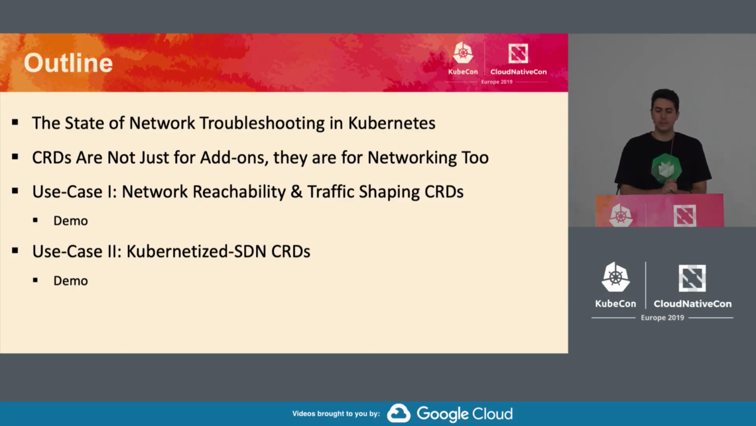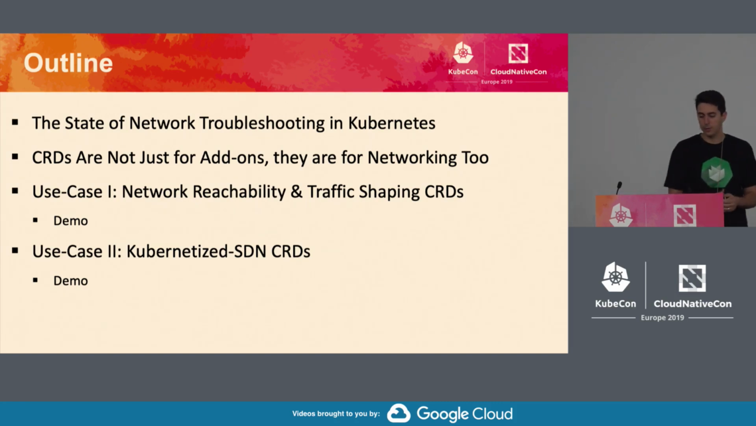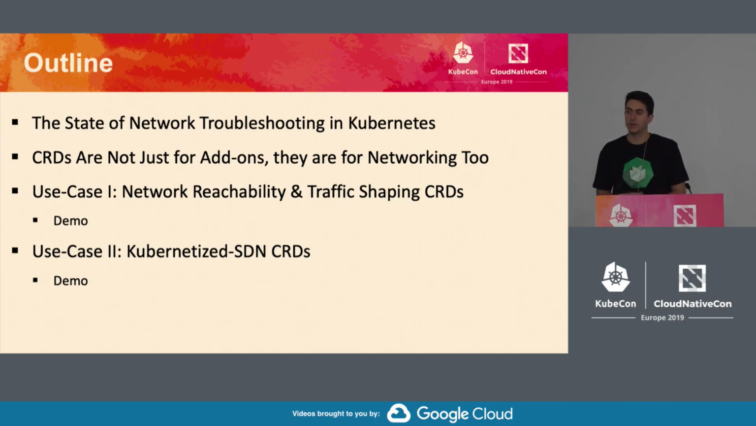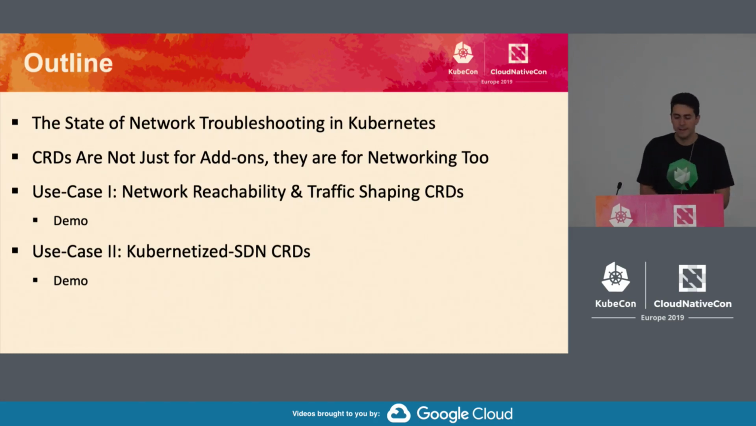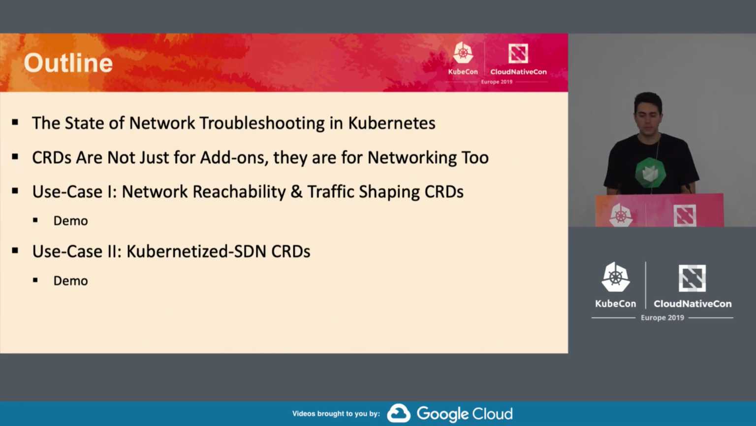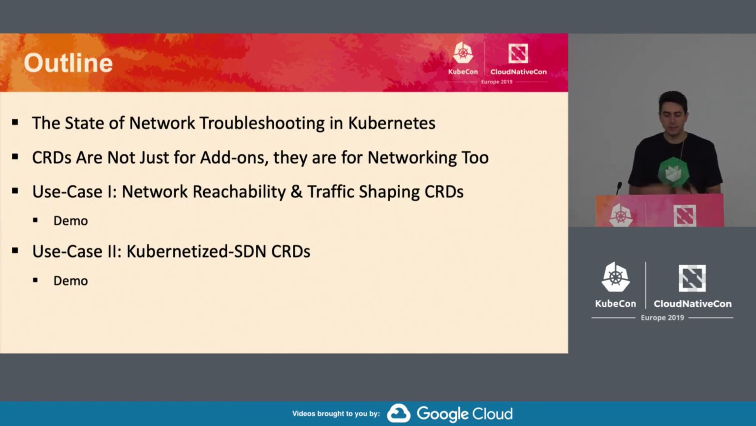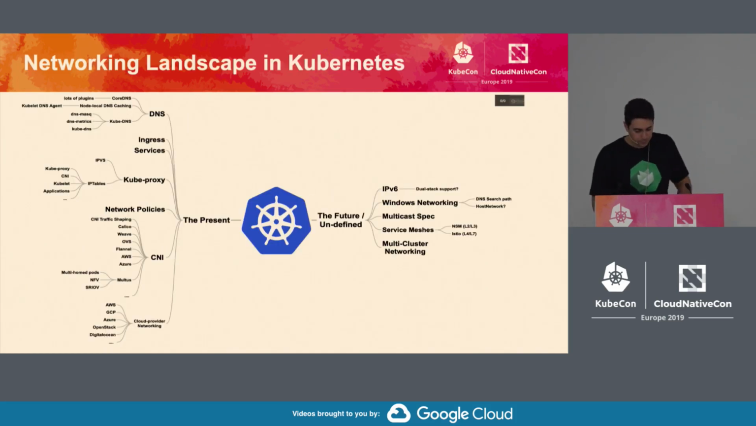Okay, so let me go through the agenda for today. We're going to discuss the state of network troubleshooting in Kubernetes. We're also going to go through CRDs and what they can be used for. Can they be used for networking? And we're going to go through a couple of use cases. The first use case is network reachability and traffic shaping, and the second one is Kubernetized SDN. And we're also going to give 2 demos.